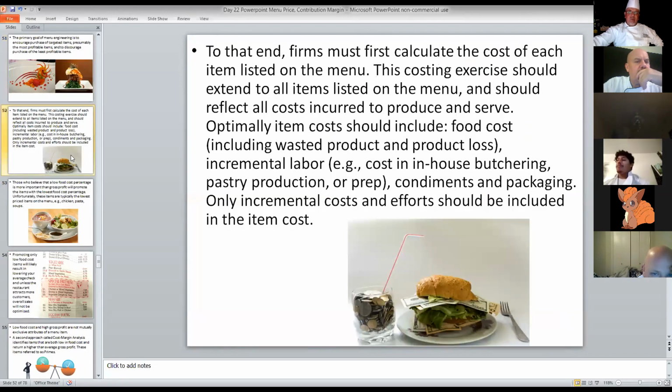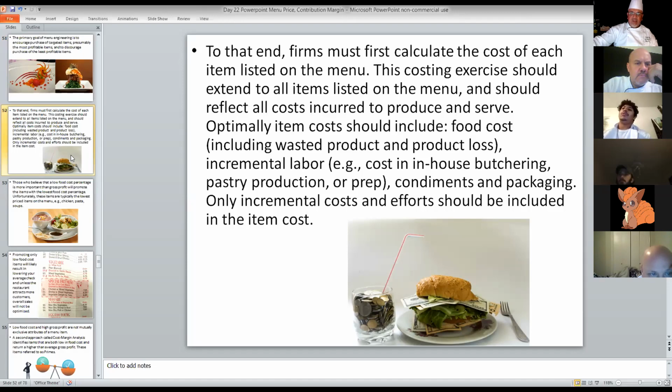To that end, firms must first calculate the cost of each item listed on the menu. This costing exercise should be extended to all items listed on the menu and should reflect all costs incurred to produce and serve. Ultimately, the item's cost should include food costs, including wasted products and product loss, incremental labor, cost of in-house butchering, pastry production or prep, condiments and packaging. All incremental costs and efforts should be included in the item cost.